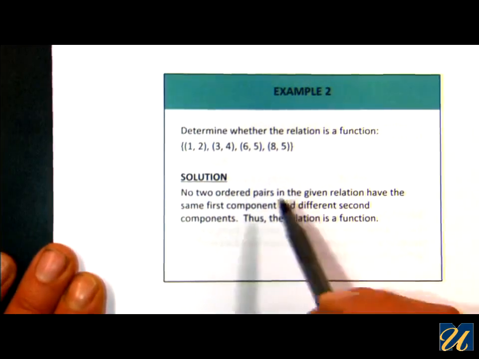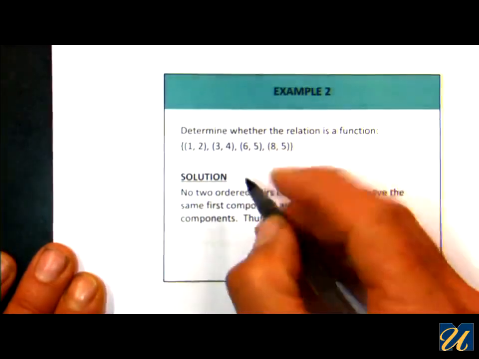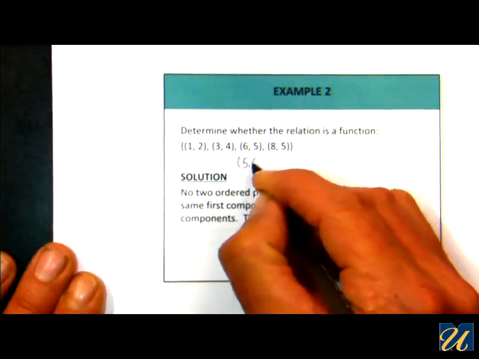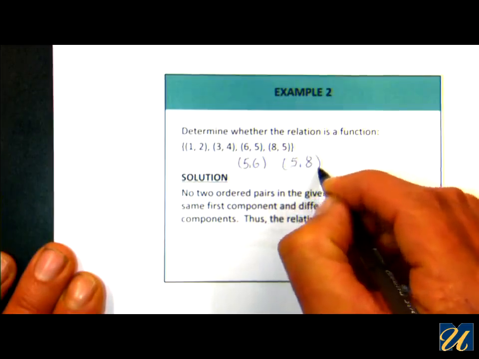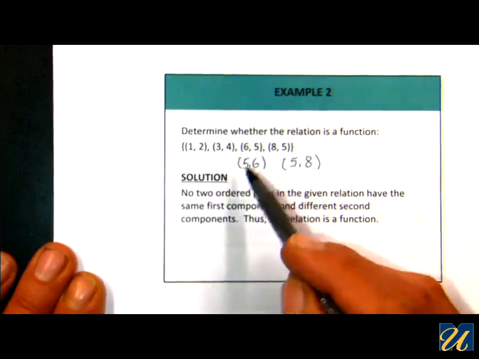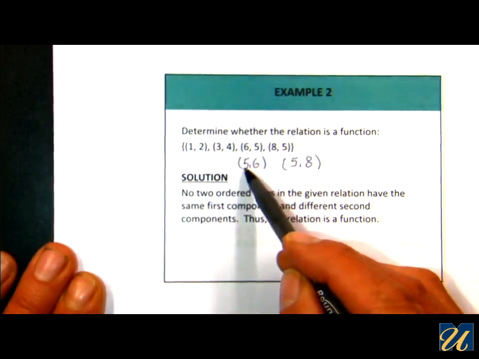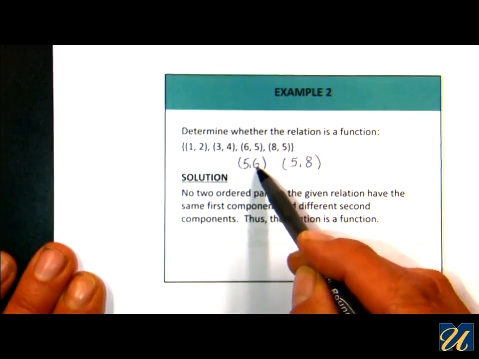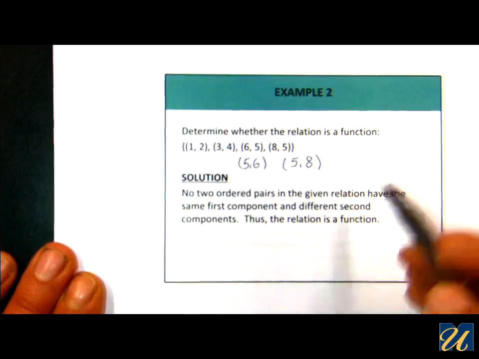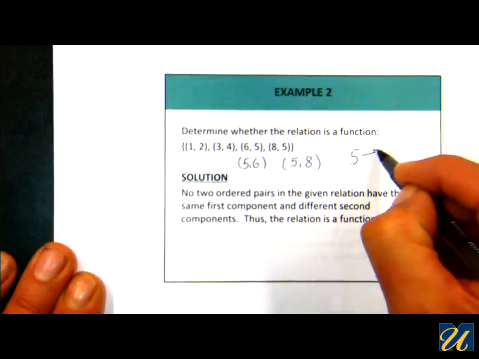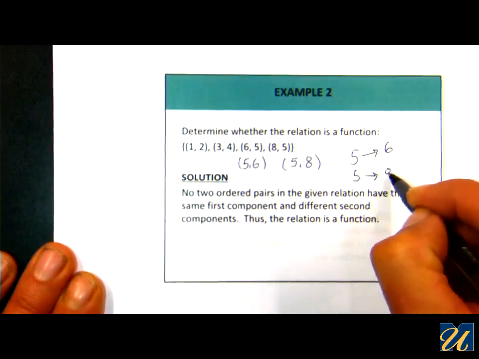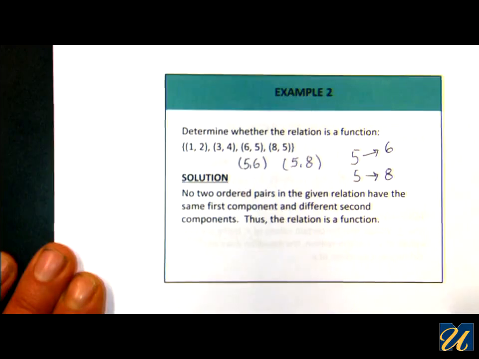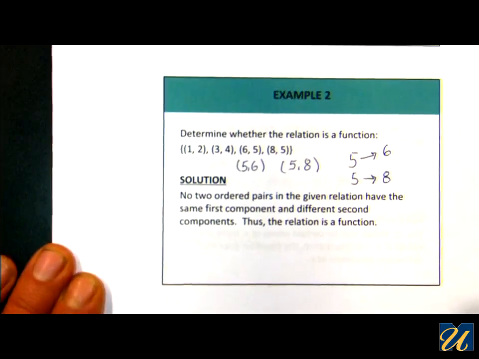For instance, if you were to interchange these ordered pairs and write this one as 5, 6, and write this one as 5, 8, now, the number 5 is double valued. It maps to both 6 as an output and 5 maps to 8 as an output. So 5 we say is double valued, 5 maps to 6, and 5 maps to 8. So that does not represent a function. In this case, it's simply a relationship between the input and the output.